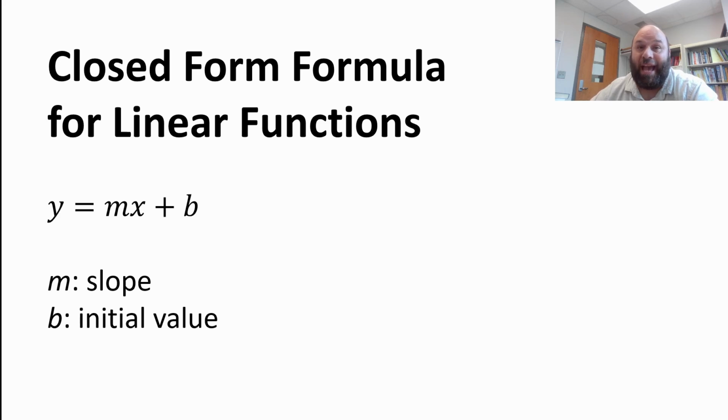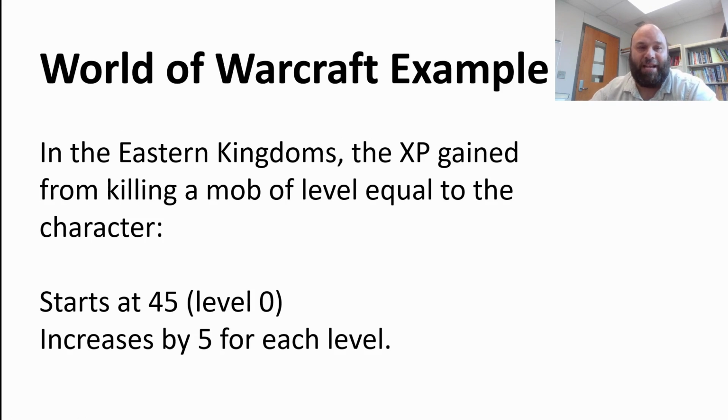In this case, m, for some historical reason, I don't know why, stands for the slope. What's the slope? Well, recall that's that rate of change, right? How much you change your y value when you change x. b, on the other hand, is the initial value. That's the value of y when x equals 0. So let's look at our World of Warcraft example and figure out how to write this equation in that case.